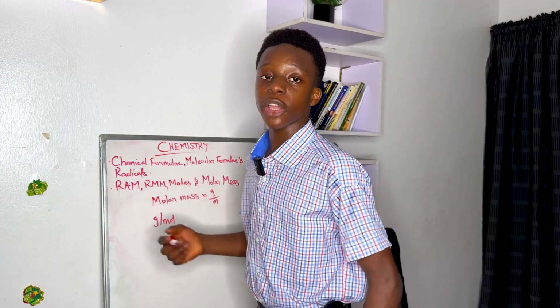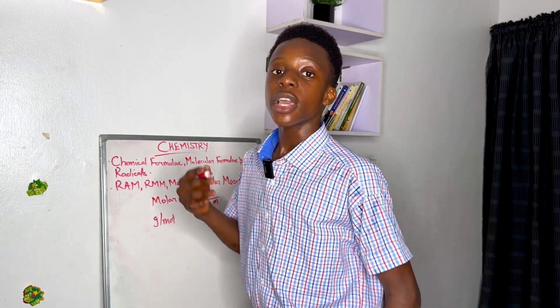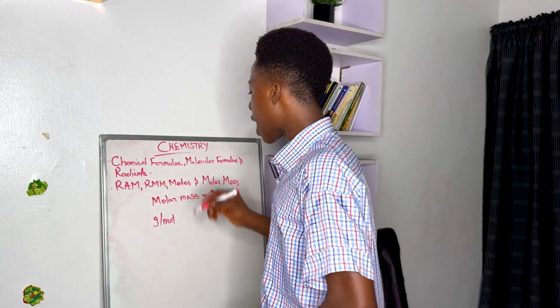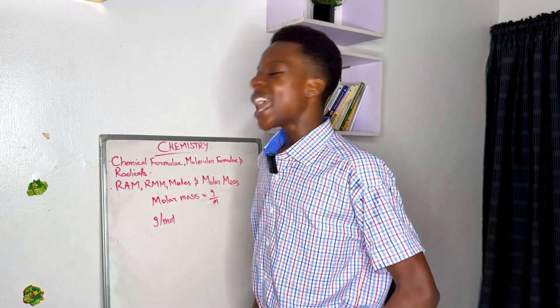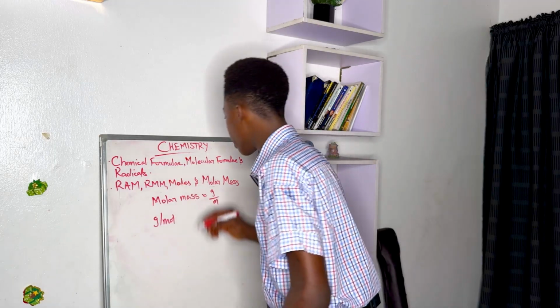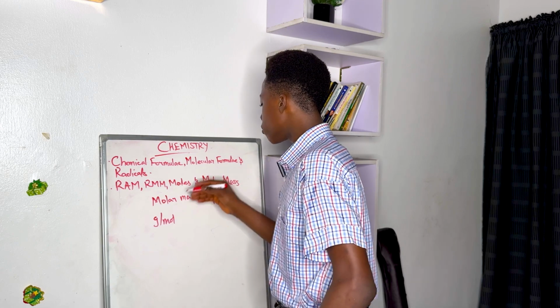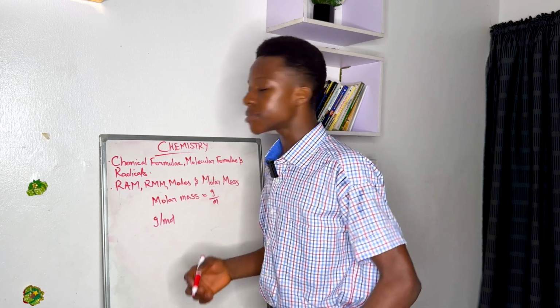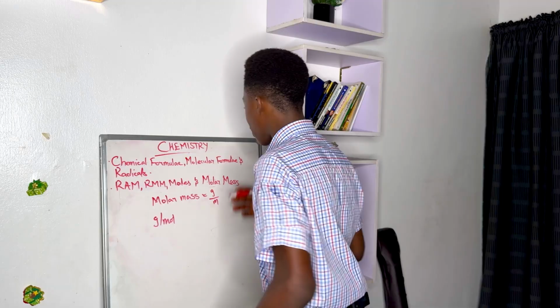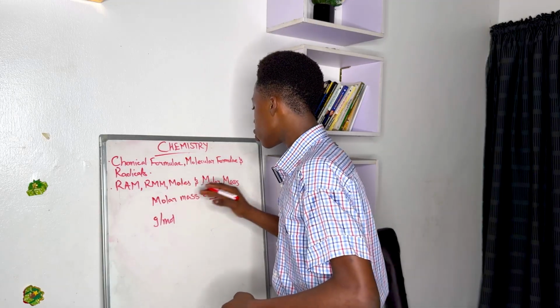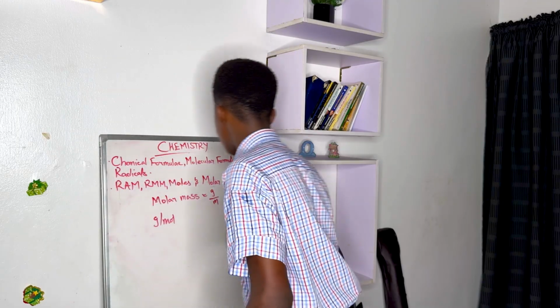So in relative molecular mass, we were using AMU, which is atomic mass units. But in molar mass, we're using grams per mole. It means how many grams are in 1 mole. And we can twist this formula in the sense that we can make mole the subject of the formula. So if you want to find mole and you're given the molar mass and the mass in grams, you can find the mole. Or if you want to find grams, you can make grams the subject of the formula and find grams if you're given the mole and the molar mass.